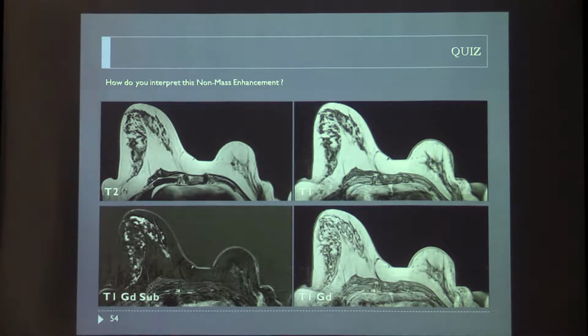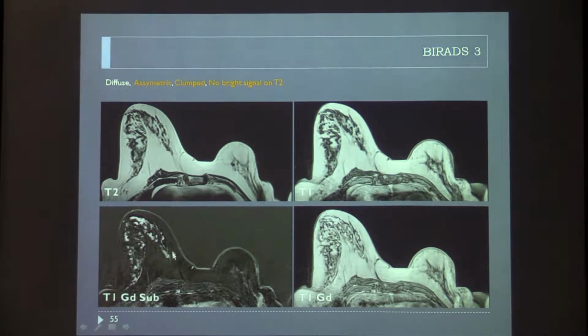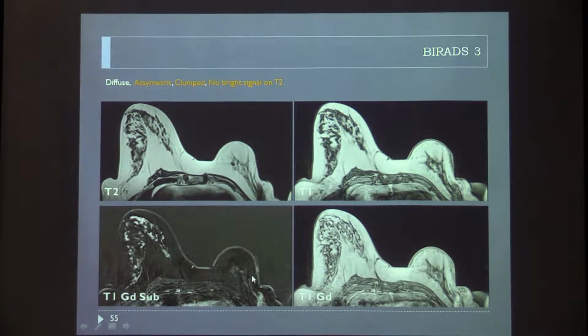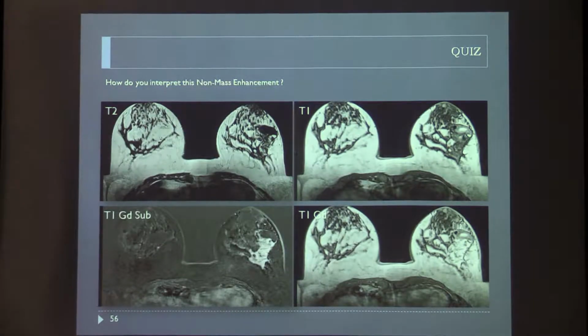So this is some example. How do you interpret that? So you have a diffuse enhancement. This is asymmetric because this lady had a previous mastectomy, so you cannot compare. So we have to say this is asymmetric. This is clump. So there is no BI-RADS 4 signal. So this is BI-RADS 3 because it's diffuse.